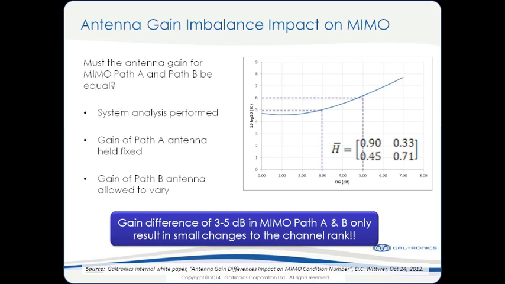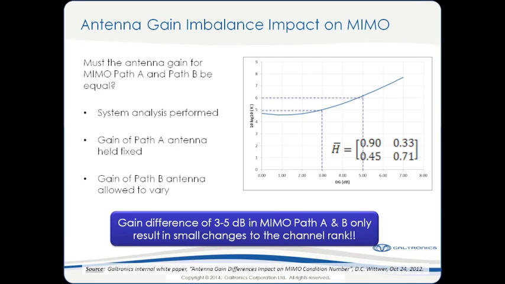Okay, so another aspect that we get asked about is, when doing installations of MIMO antennas, does the gain of the MIMO path A antenna need to be exactly the same as the MIMO path B antenna? This is something that we wanted to quantify and try to understand better even for ourselves. And I think you might find the result to be a bit surprising.